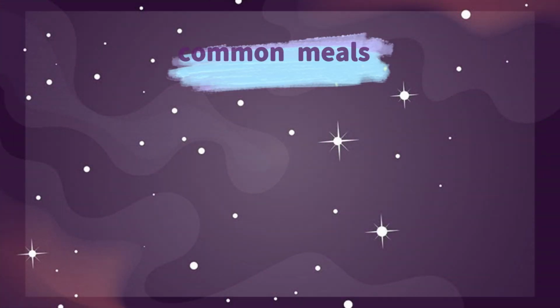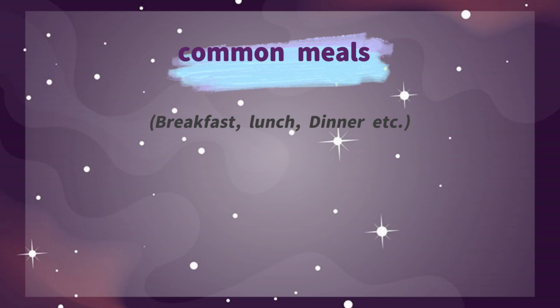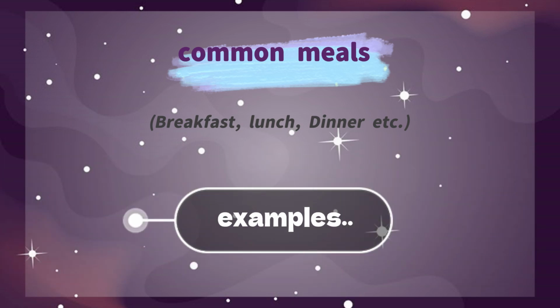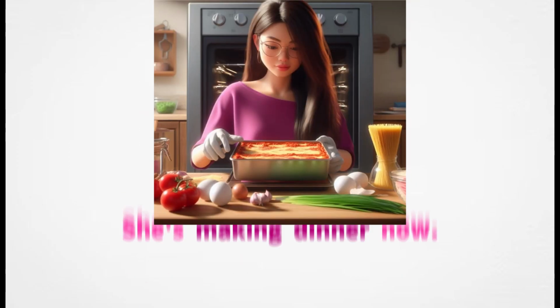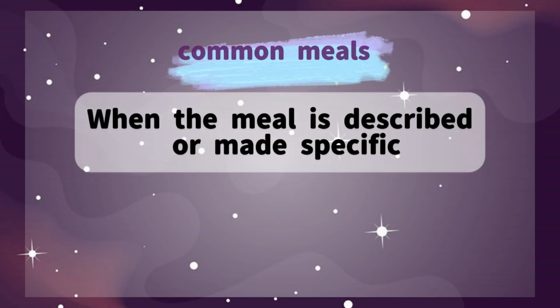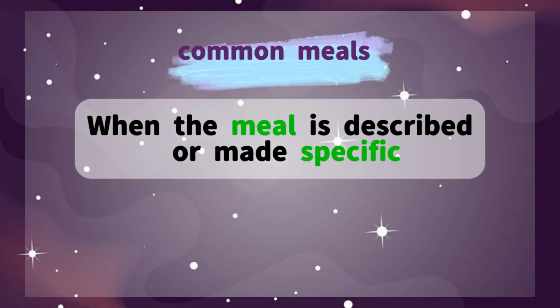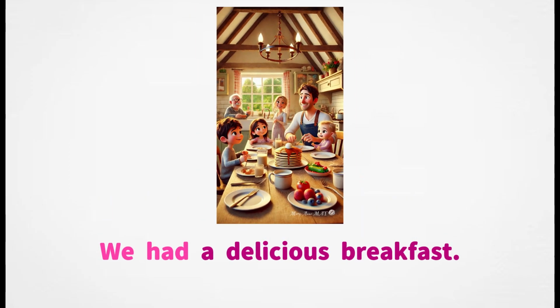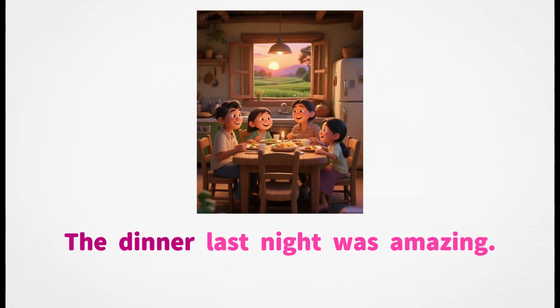Common meals, breakfast, lunch, dinner, etc. We don't use articles when referring to meals in a general or routine context. Examples. We had breakfast at 8. She's making dinner now. However, when the meal is described or made specific, we can use a or the. We had a delicious breakfast. The dinner last night was amazing.